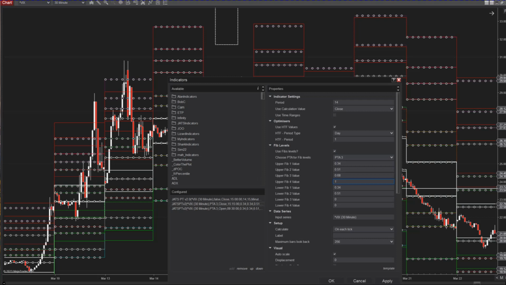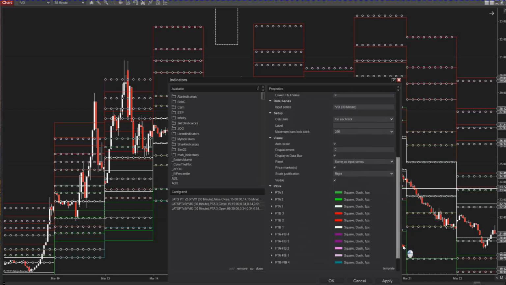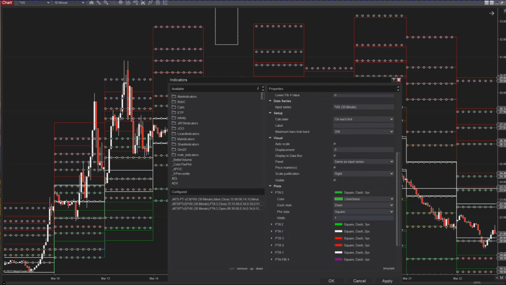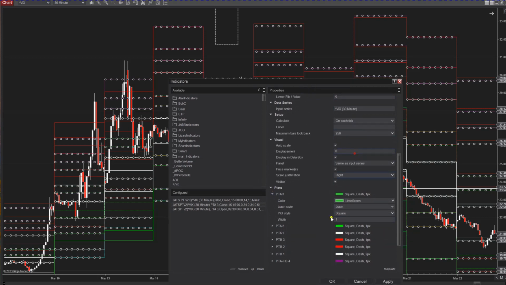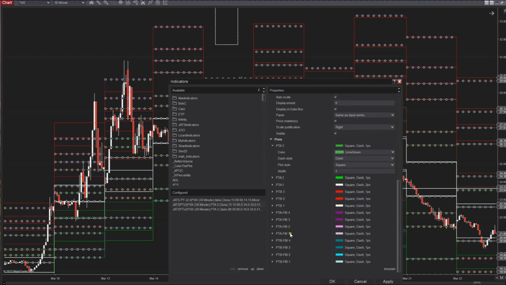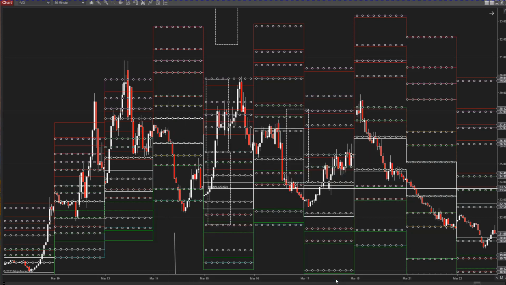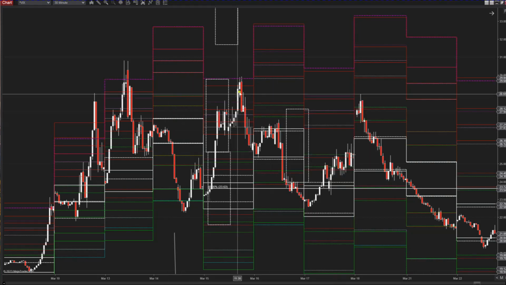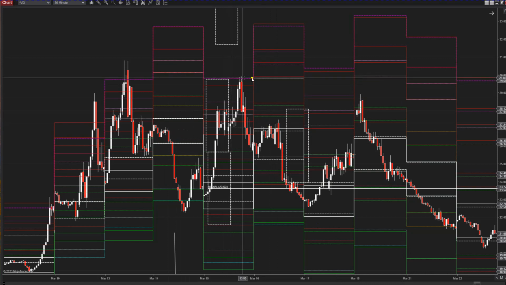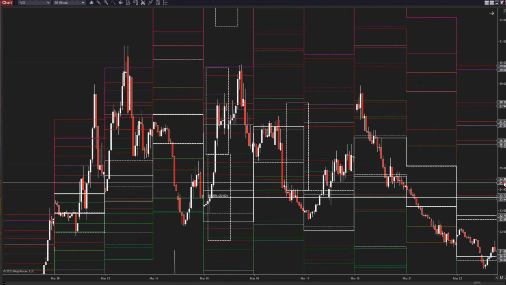So one time outside the distribution, this PTA3 fib line, sorry, the fib, PTB4, this one, let me make it thick. And that is right there. I just made it thick. So there you can see it. Target reached. One time outside the distribution.